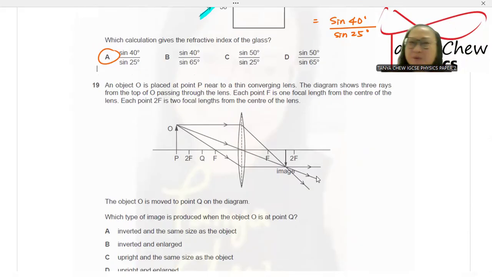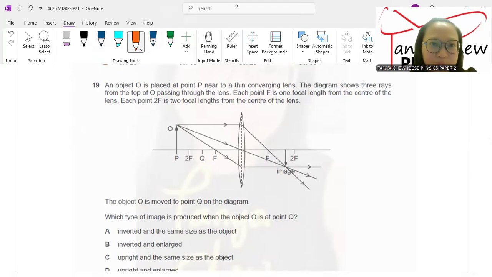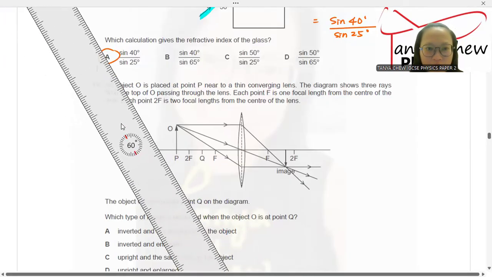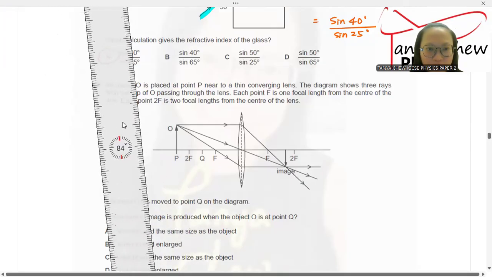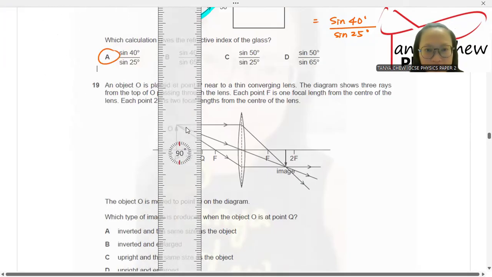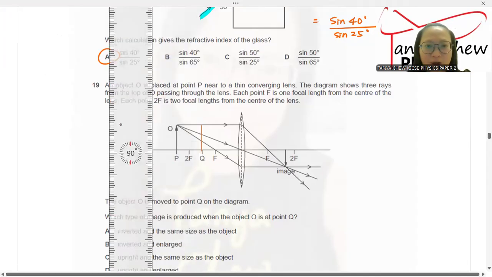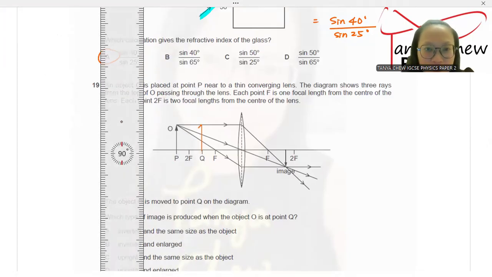Now, when a diagram is given, rather than you guess, I prefer to draw it myself, right? Now I'm going to draw it. Now the object is shifted to point Q. So I'm going to use my ruler to draw it. Okay, point Q, it is roughly about here. And then once you draw this, you still have to recall the ray diagram.